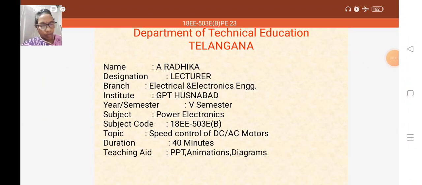This is Radhika. I am going to discuss power electronics. Under this, today we are going to discuss the speed control of DC or AC motors. Mainly, today we are going to discuss the basics or introduction of speed control of DC or AC motors, and also the factors affecting the speed control of DC motors.